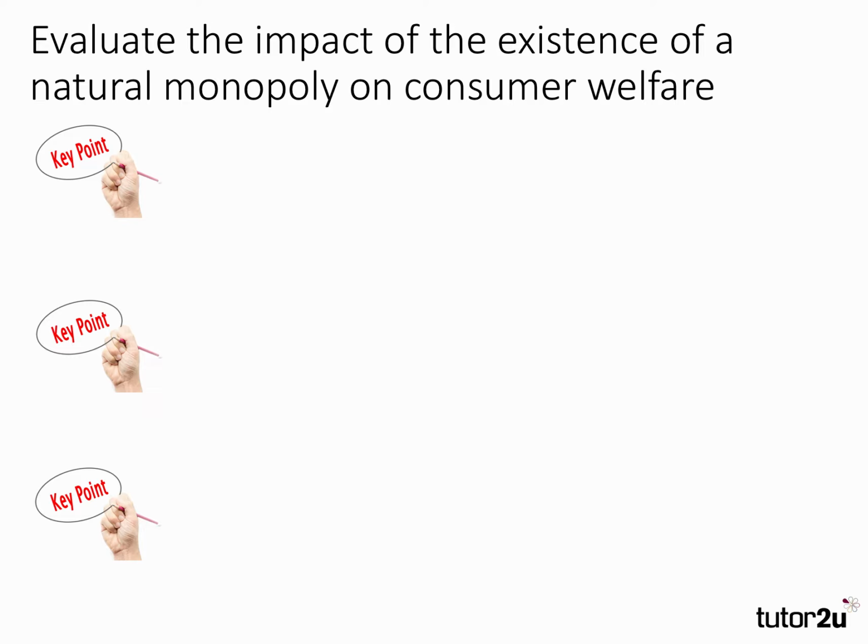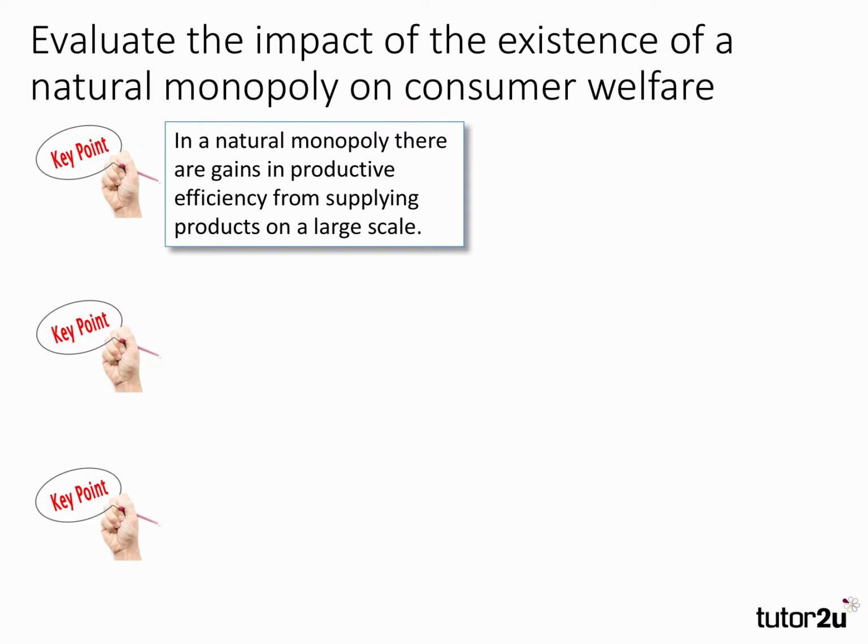Just as a bit of background, the natural monopoly, of course, is where there are significant economies of scale in the provision of oftentimes a service like water or energy, and there's nearly only room for one major dominant firm in the industry. So we're looking to build 3 key points, provide some analysis, and then evaluate each point to increase our marks. Here's the first point.